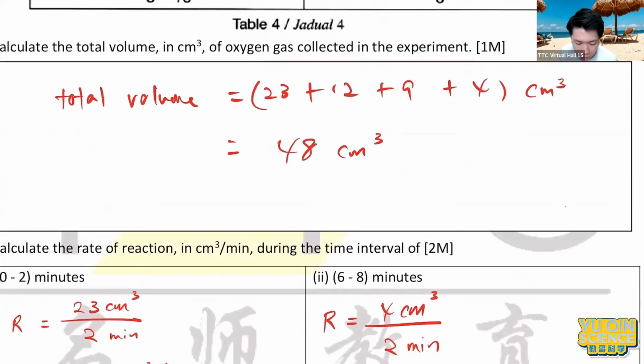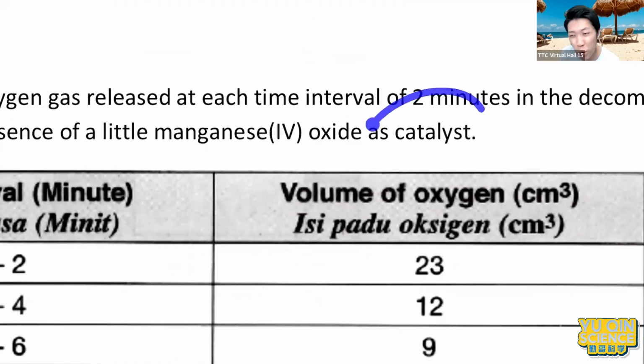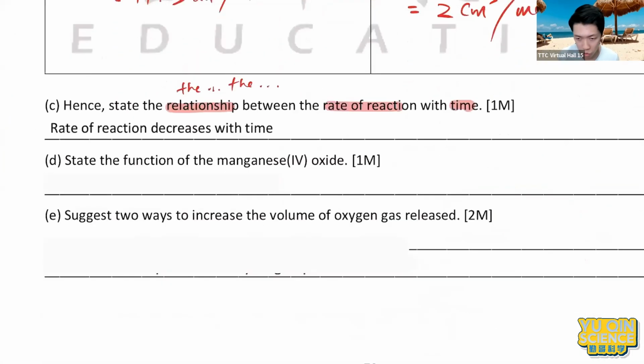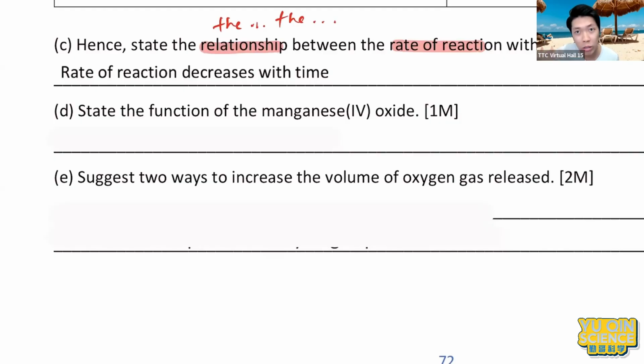D. State the function of manganese oxide. Well, the question here says manganese oxide is a catalyst. No point you repeat again. No point you say it's a catalyst. So you want to write, what is the function of a catalyst? That is to increase the rate of reaction. Increase the rate of reaction. Okay, cool beans.